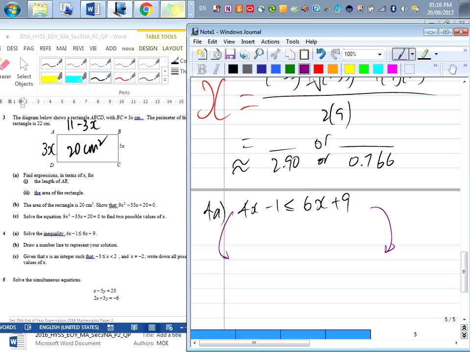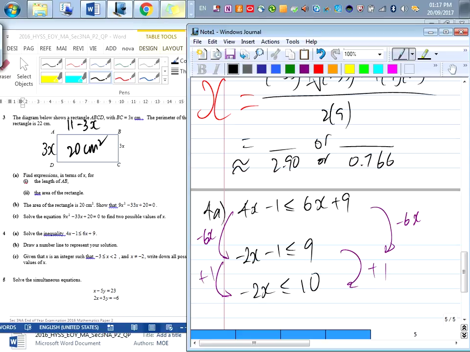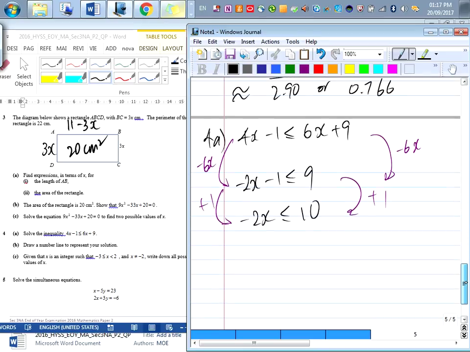You all want to minus 6x, right? Okay, fine. So what do I get? Negative 2x, right? 4 minus 6 gives negative 2x. Then minus 1 is smaller than or equal to 9. What should I do next? Plus 1. Okay, fine. And we get negative 2x is smaller than or equal to 10. What should I do next?